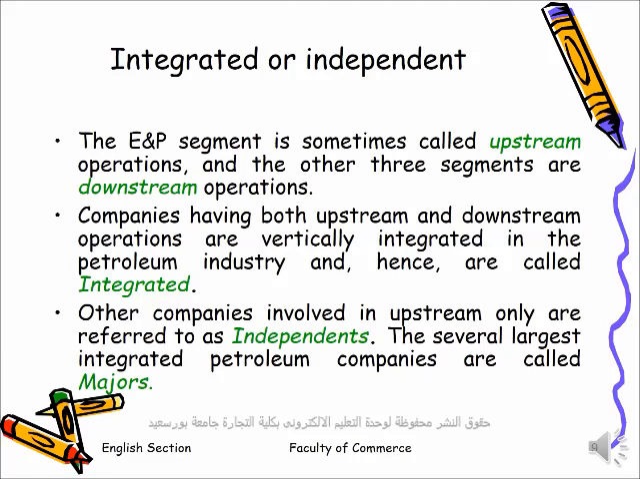Here we need also to know some terms related to the exploration and production segment. The exploration and production segment is sometimes called upstream operations, and the other three segments are downstream operations. The company which has one segment, which is exploration and production, is called upstream operations. And the company which includes the other three segments is called downstream operations.